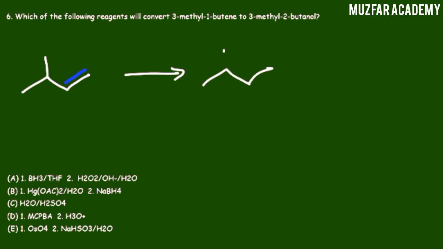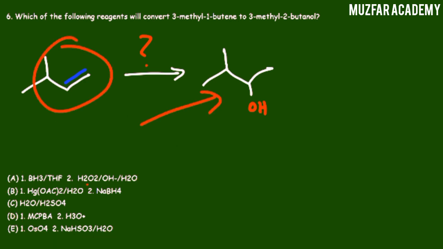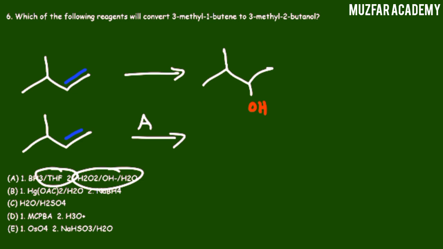Here's butane. Here we have a methyl. And on carbon 2, we're going to put an OH group. So that's 3-methyl-2-butanol. So which of these reagents here will convert this alkene to that alcohol? Let's go through each one. Starting with answer choice A, we have BH3 THF with hydrogen peroxide, hydroxide, and water. This reaction is called hydroboration oxidation.